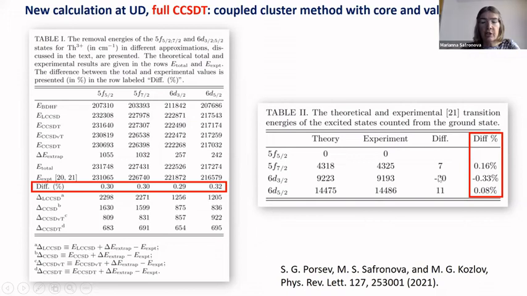And if you look at the energies calculated from the ground state, you can see that we now have just a few inverse centimeters of difference for those cases. So this is the most precise computation that has ever been done for thorium 3+.